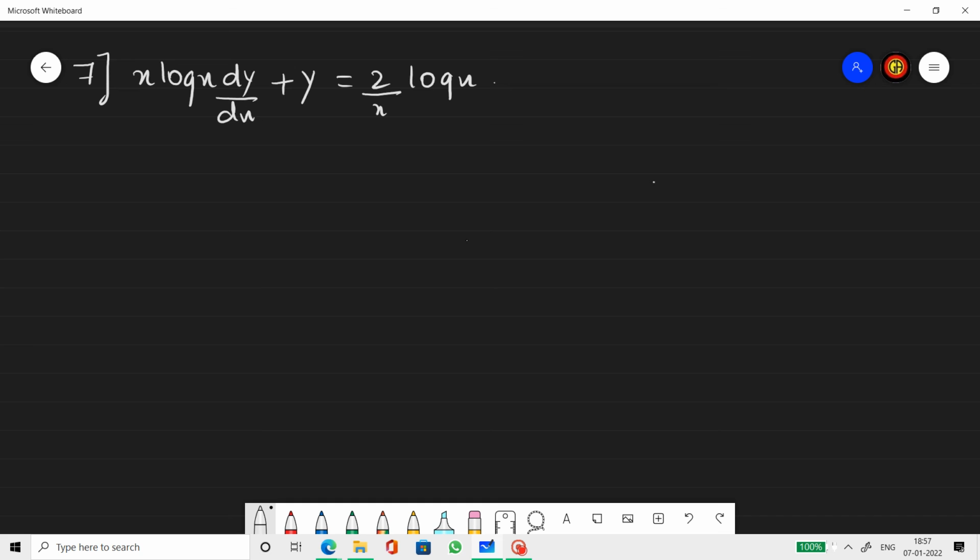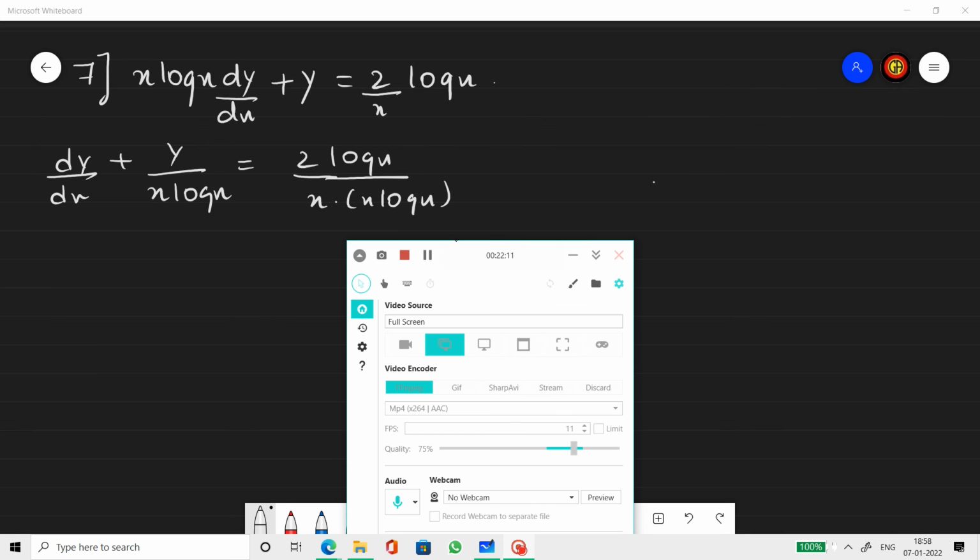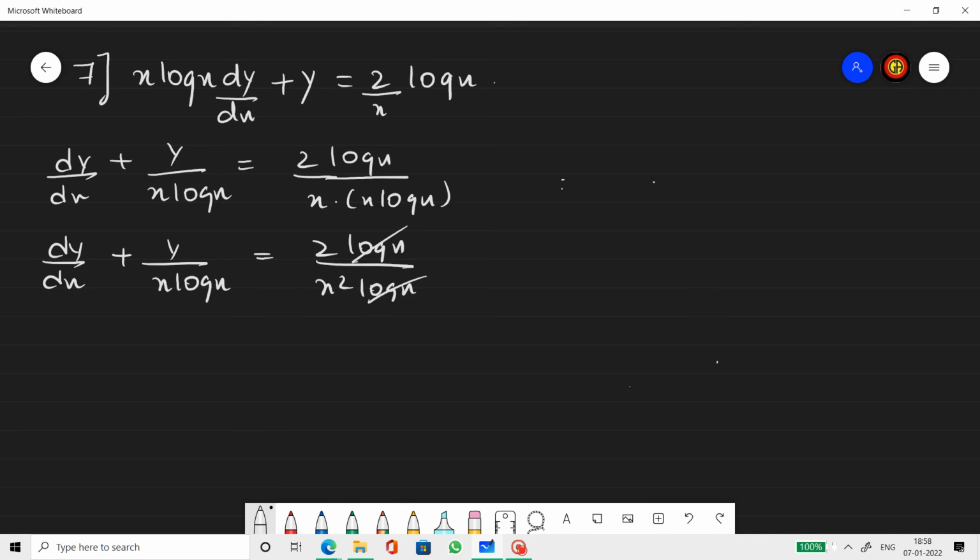Question number 7, not in the standard form, so divide by x log x. So dy by dx plus y by x log x equals 2 log x by x into x log x. So we divide by log x. So we come to this step, dy by dx plus y by x log x equals 2 by x square.